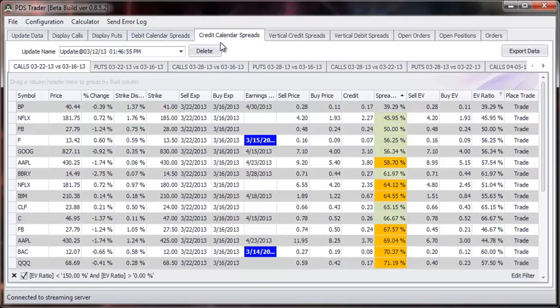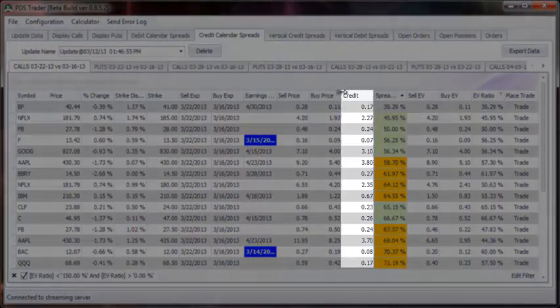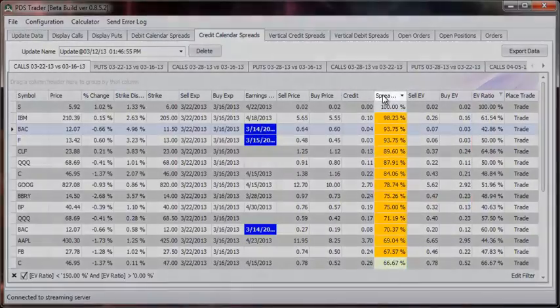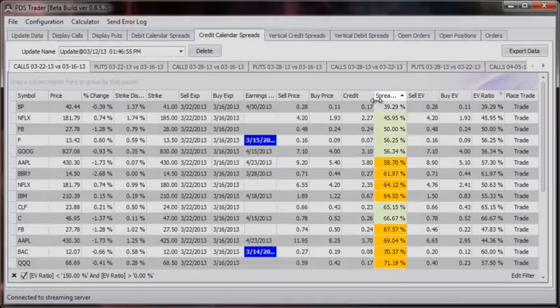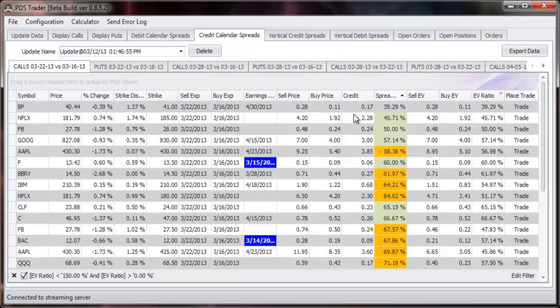Credit calendar spreads are very similar to debit calendar spreads, but the credit is the maximum profit potential. We sort by spread ratio and look for the lowest. Then we also look for a high credit since this is our maximum reward potential. Again, the filter editor will come in play, narrowing down the list of trades to what you are wanting.